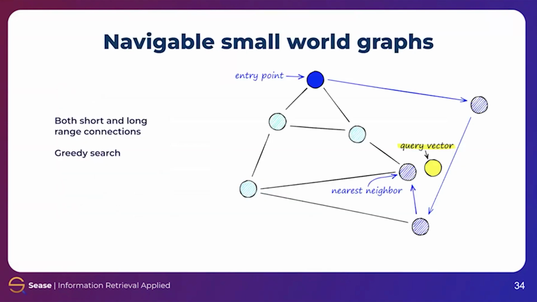Navigable small worlds are basically a graph that has two types of connection, short and long range connections, to traverse the graph in less time. I start from an entry point, and in this case I do a greedy search, but that will not be the case on the actual index, which I will talk about after. Traversing the graph, I find the nearest neighbor among the points of the graph.